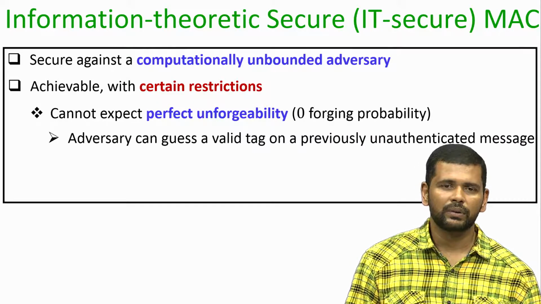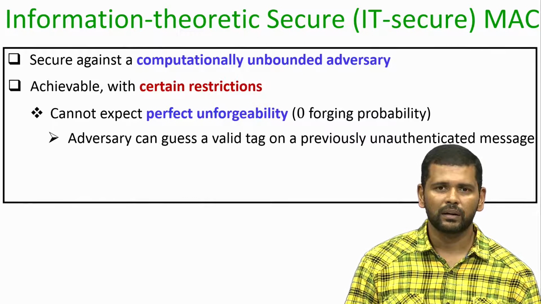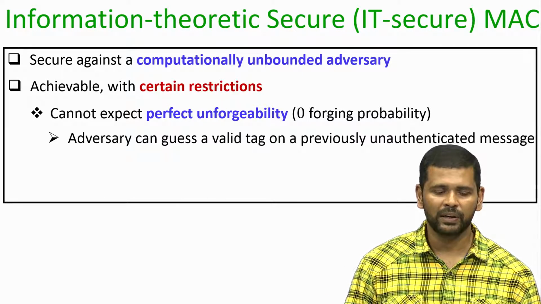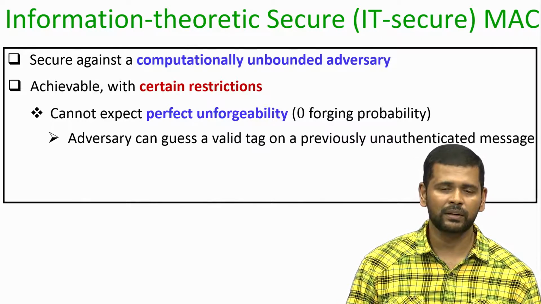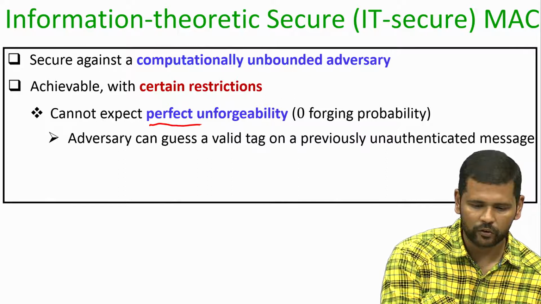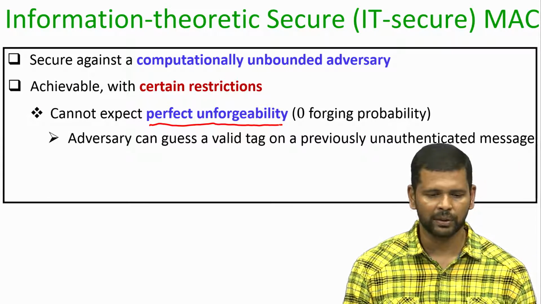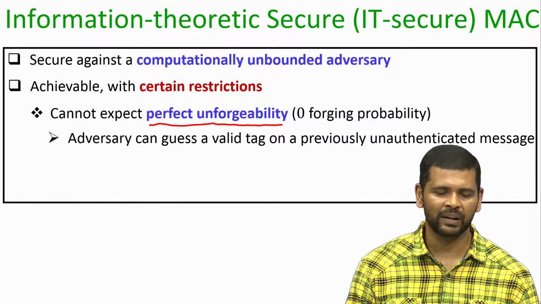Namely, first of all, you cannot expect to design an information theoretically secure MAC which gives you complete unforgeability, right. That means it is always possible for an adversary to come up with a valid forgery, but what we could expect from the construction is that the probability of coming up with a valid forgery should be very small, right. So, in the context of information theoretic MAC, we cannot achieve perfect unforgeability, because there always exists an adversarial strategy where the adversary can guess the value of a tag on a message which was never communicated by the sender, right.